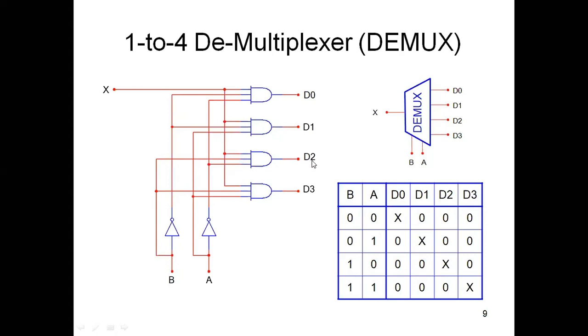So that's why D1, D2, D3 all are 0, whether X is equal to 1 or X is equal to 0. The output values D1, D2, D3 must be 0. Whereas, considering A is equal to B is equal to 0 and X is equal to 1, D0 will be 1. And A is equal to B is equal to 0 and X is equal to 0, D0 must be 0. That's why here we considered a don't care condition.